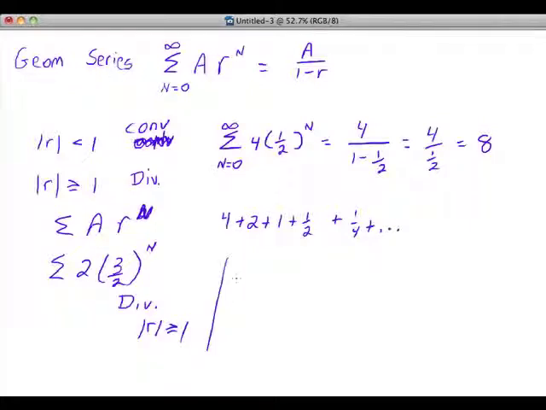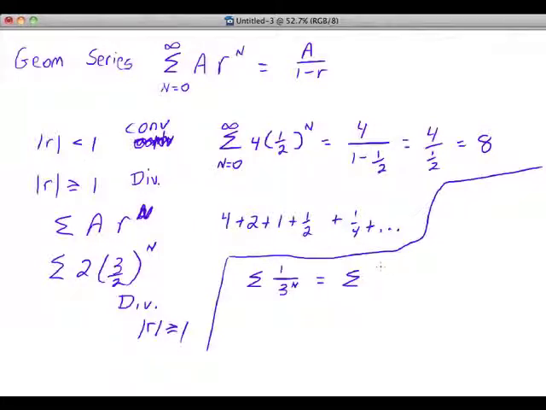Sometimes you'll get geometric series expressed in different ways. So you might have something such as 1 over 3 to the n. You'll have to realize that 1 to any power is 1. So this could be 1/3 to the n. And if we're going from 0 to infinity, making it an infinite geometric series, in this case the a is 1. I know that it converges because the absolute value of the ratio is less than 1.